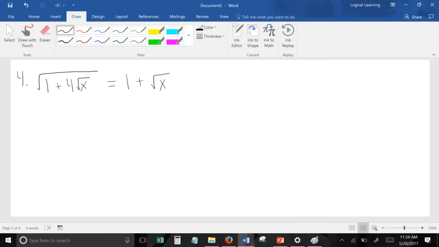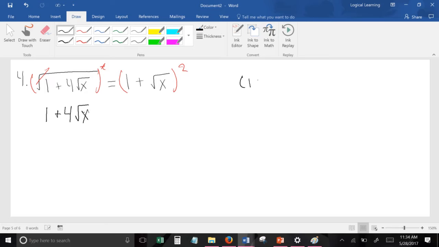So this can look tricky, but we'll see that following the exact same steps, we'll be able to solve this. So we have the square root of 1 plus 4 root x equals 1 plus root x. So let's go ahead and start by squaring it all. Now again, this square is going to cancel with this square root, but not that inner square root. So we need to remember that this is still going to be 1 plus 4 root x.